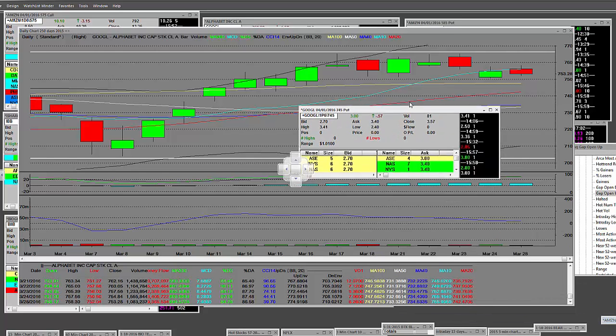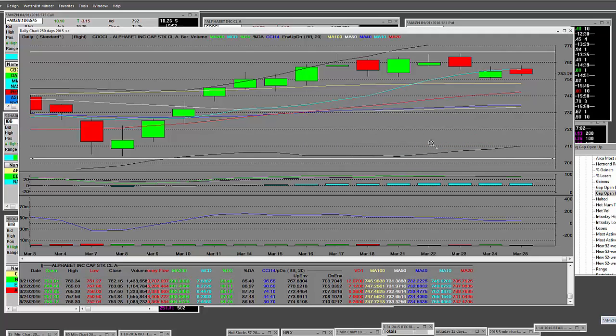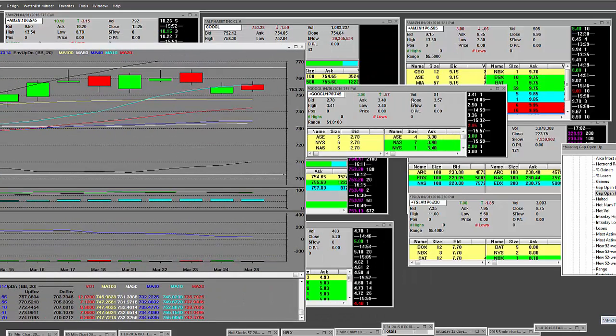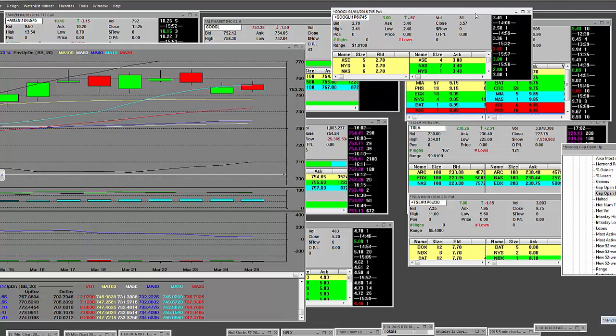And here is the options on Google today. It's a 745 put option. It had a dollar range, 81 contracts traded. So, as I said, where the resistance level is, we can get our entry at $1.20.